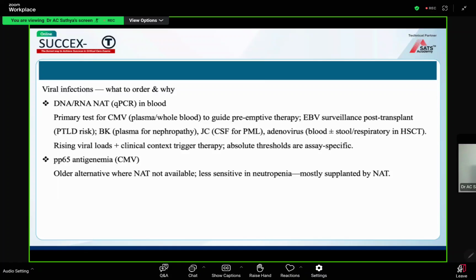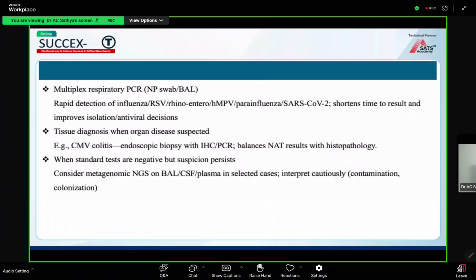Whenever it comes to infection, we must decide how to choose the empiric antibiotics and how to order tests. For viral infections, a nucleic acid amplification test and/or a biopsy is essential. We can use a multiplex respiratory PCR as indicated. Tissue biopsy is the core. And when standard tests are negative, we can order NGS or eubacterial or pan-fungal PCR and so on. So we'll see that in.